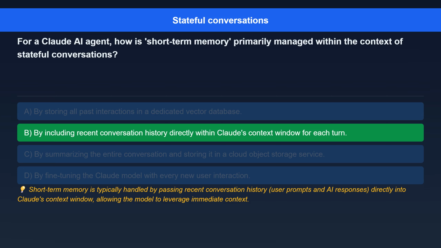The correct answer is, quote, by including recent conversation history directly within Claude's context window for each turn. Here's the explanation. Short-term memory is typically handled by passing recent conversation history, user prompts, and AI responses directly into Claude's context window, allowing the model to leverage immediate context.